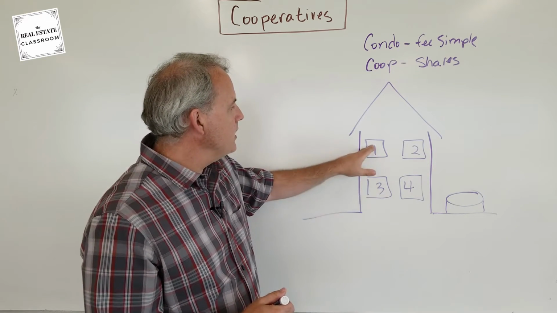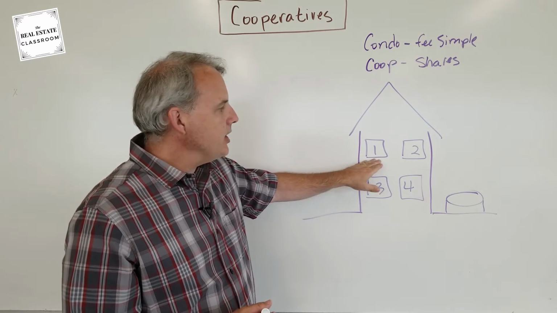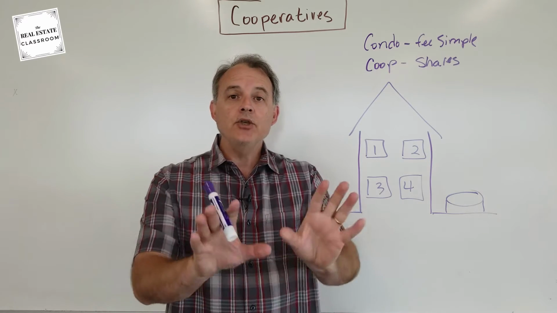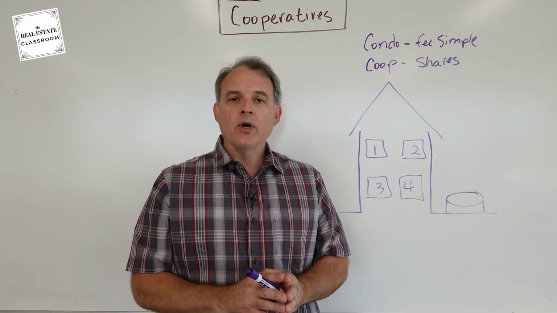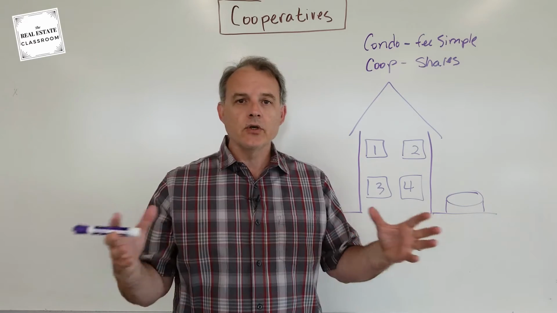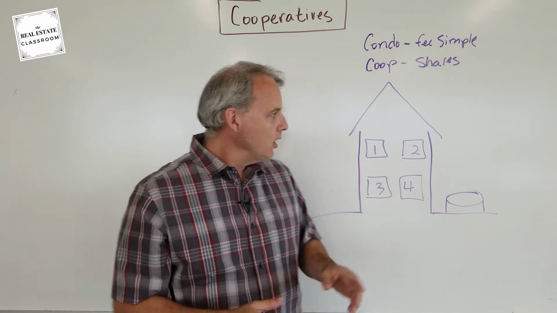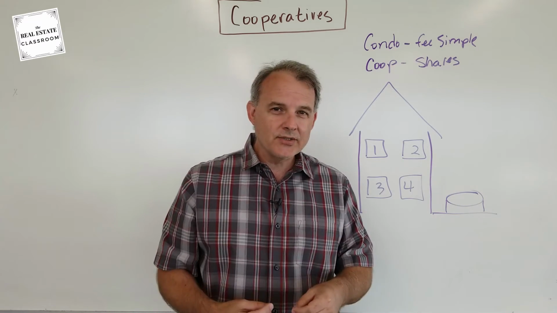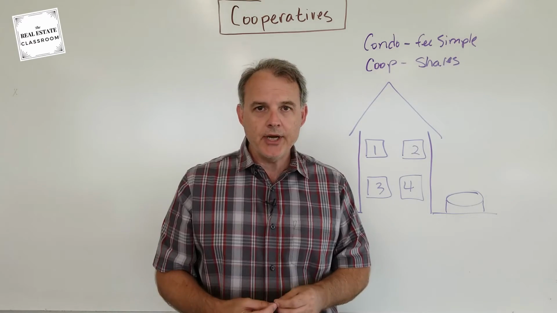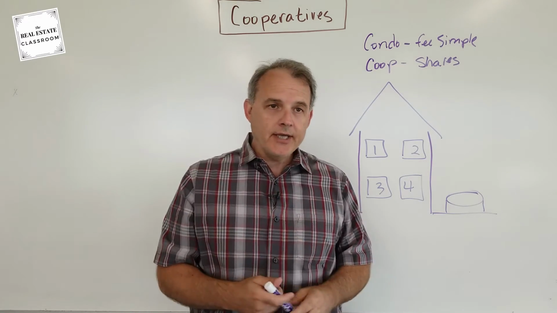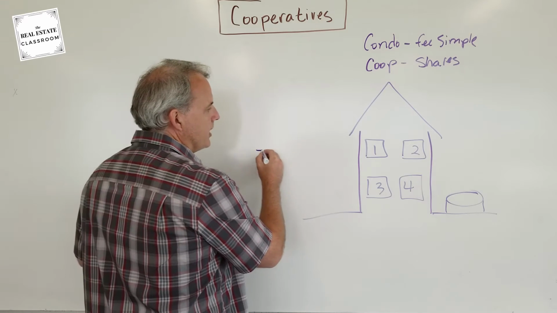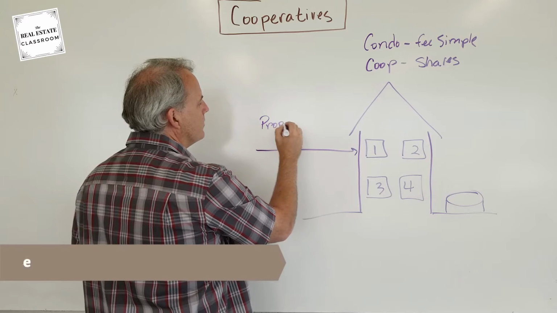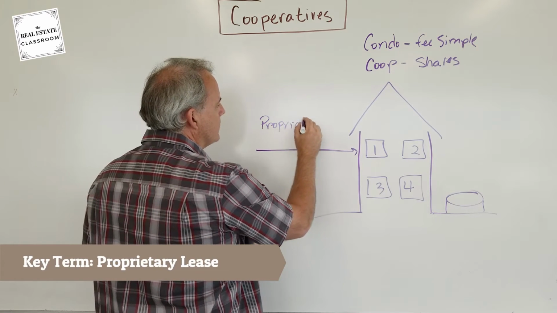So let's say that unit number 1 is available. That means the shareholder for unit number 1 is selling their shares. And let's say you want to buy those shares. So what happens is the board of directors or the association director, however it's structured, all the other shareholders on that board, they're going to approve or disapprove the sale of those shares. And if they approve the sale, then the shares are transferred to the new owner, and the new owner of the shares is going to sign what's called a proprietary lease.